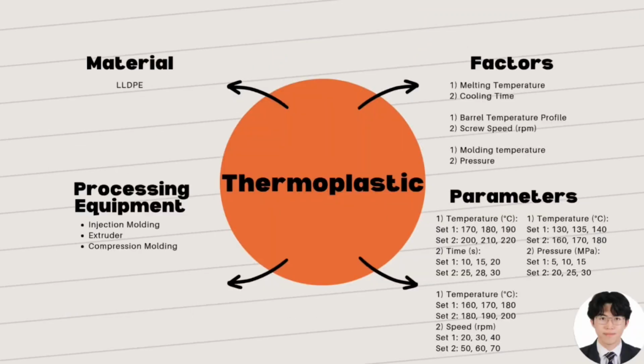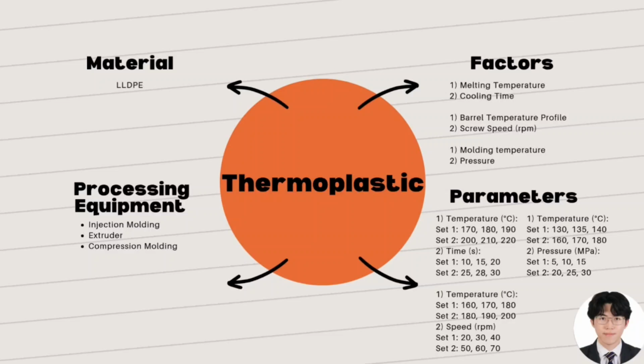And I will explain the processing parameters for our thermoplastic material, which is LLDPE. We selected LLDPE because it can be melted and reshaped easily, so it is suitable for polymer processing. The main parameters we focused on are temperature, time, pressure, and in some processes, screw speed or barrel temperature profile. These parameters are important because they control how well the material melts, flows, and solidifies.